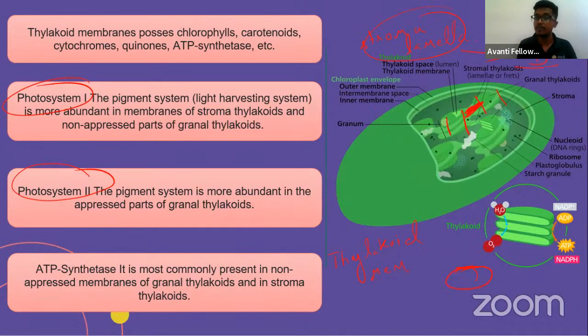Got it? This particular photosystem 1 is present both in thylakoids as well as stroma lamella. But photosystem 2 is not present in your stroma lamella. It is only present in the membranes of the thylakoids. Okay. Now, did you understand this part?